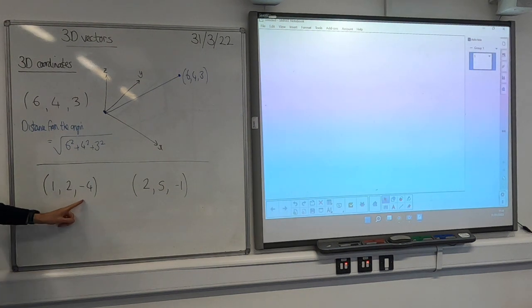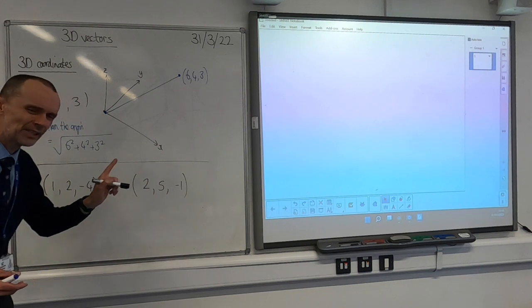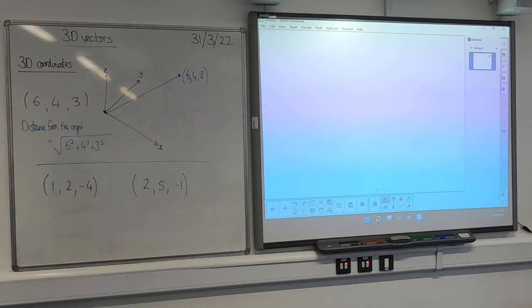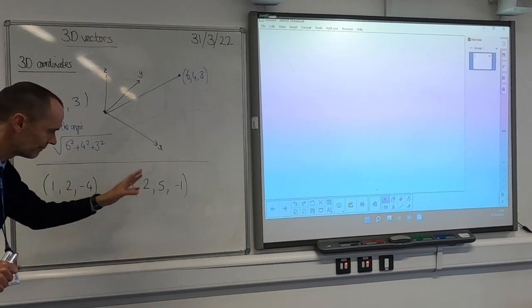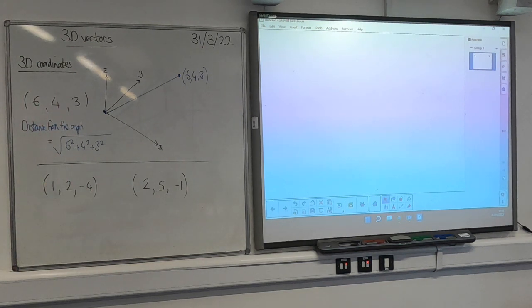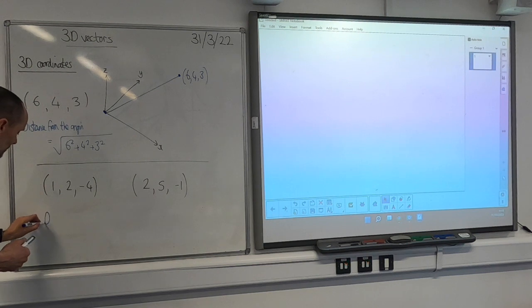I'm not going to demonstrate where this point is, because it would require me digging a hole in the floor. But let's say now we want to know the distance between these two points. So we don't want to know about how far they are from the origin. We could do that. This would be 1 squared plus 2 squared plus 4 squared, because it doesn't matter whether it's positive or negative. When you square it, you'll get 16 square rooted, and that's 2 squared plus 5 squared plus 1 squared square rooted. My question now is, how far apart are they? So what's the distance between those two points?